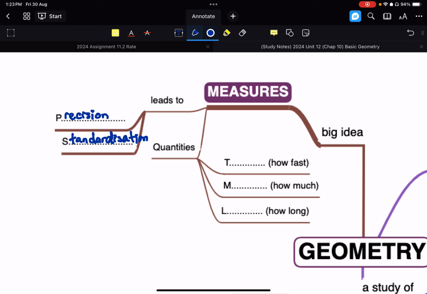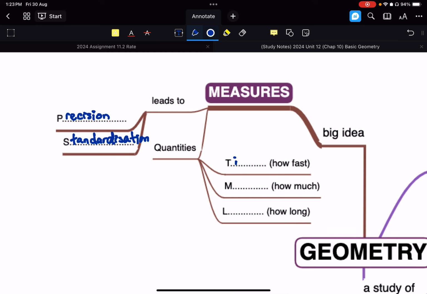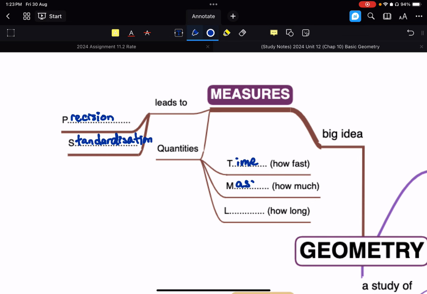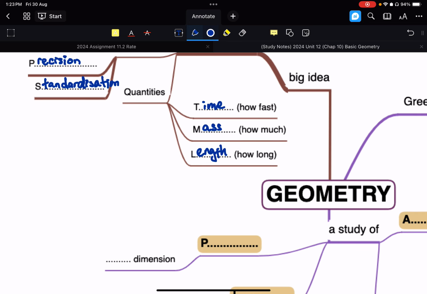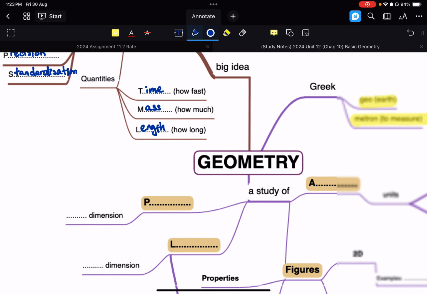as well as trade. Some of the common things that we standardize in terms of measure are the measurement of time, right? Initially, every culture had their own way of measuring time, then it was standardized. We also want to standardize the measurement of mass as well as length, right? So these are things that we measure. Now, in geometry, we also measure these things, right? In particular, we are very concerned about length.